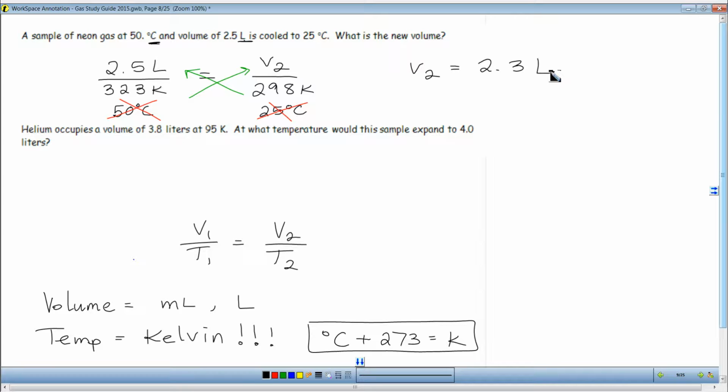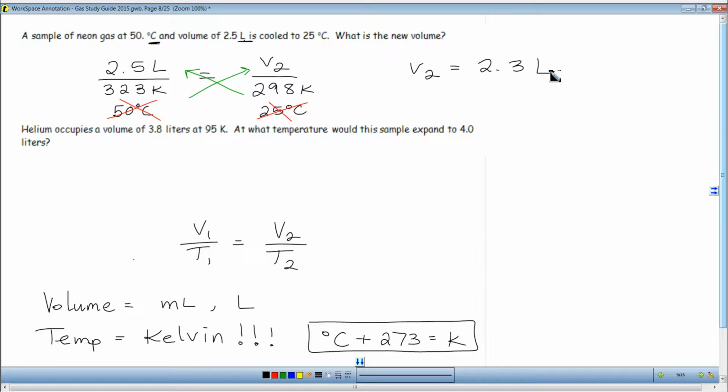Okay, so this 2.3 makes sense. The volume should be less than the original. I decrease the temperature. But there's always somebody that's going to say, I don't get the whole Kelvin thing, because I can plug this in my calculator using 50 and 25. I can do that. Well, yeah, I mean, I can too.